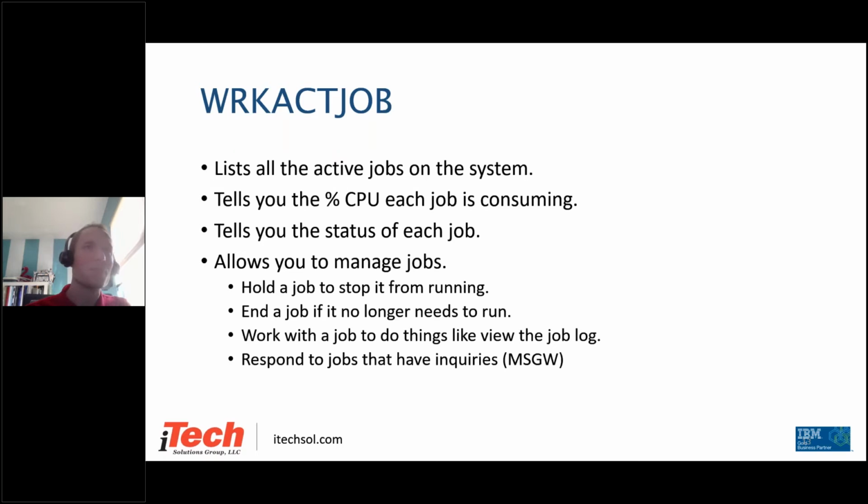So Work Active Job lists all the active jobs on the system. It tells you the percentage of CPU that each job is consuming. It tells you the status of each job, whether it's active or waiting for something. And then it allows you to manage the jobs. You can hold a job to stop it from running if it's a process you don't want running anymore. You can end a job if you no longer need it to run. You can work with the job to do things like view the job log to see what the job has been doing. And then you can respond to jobs that have inquiries. Oftentimes you'll see them as message wait, as the job is stalled and is waiting for you to tell it what to do next.